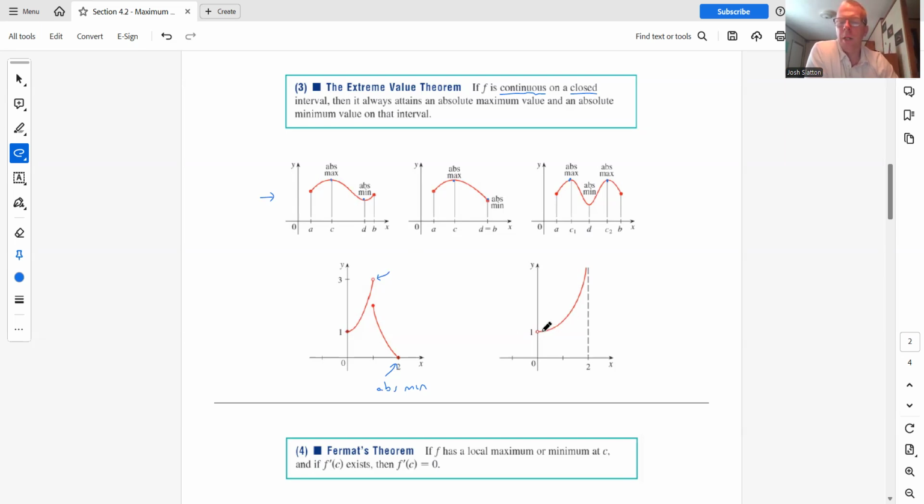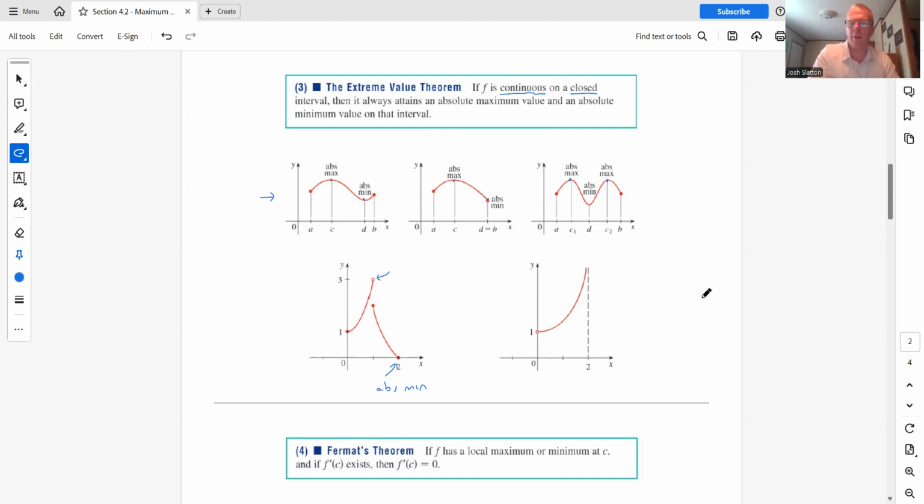And then here, this is an open interval on both ends. So we're not including x equals 0. So we never actually get down to the y value of 1 in this case. And then, of course, going this way, we go up to infinity. So there's not going to be an absolute max there. In other words, in order to be guaranteed to have an absolute max, it has to be continuous and a closed interval. If one of those things is not true, you still could have an absolute max or a min, but not necessarily.